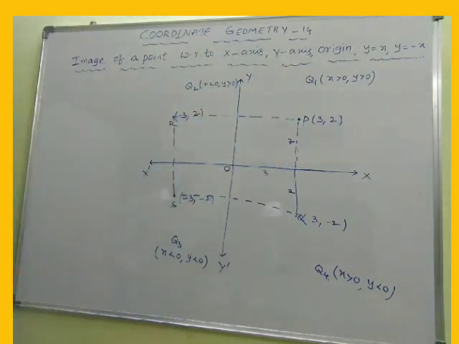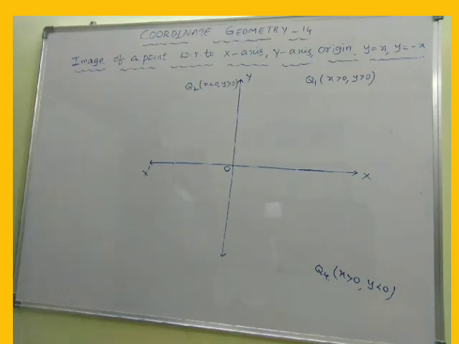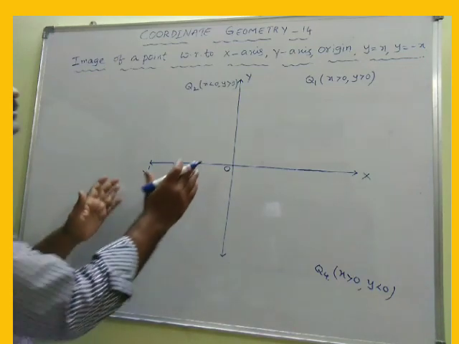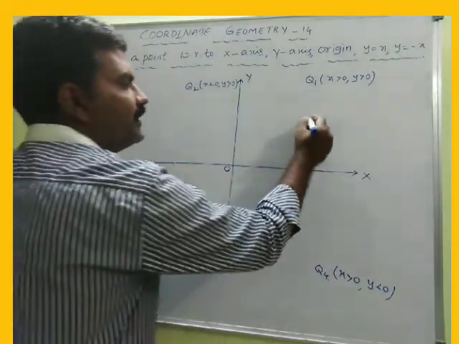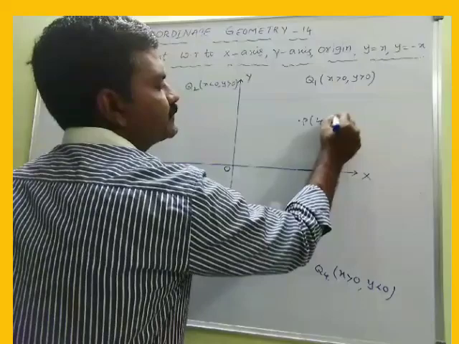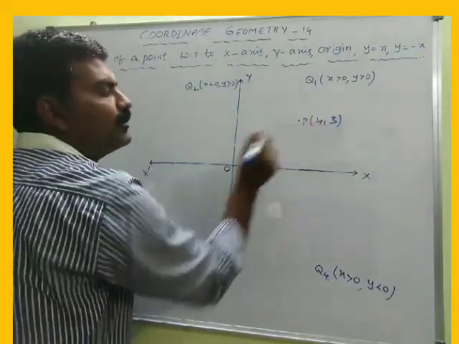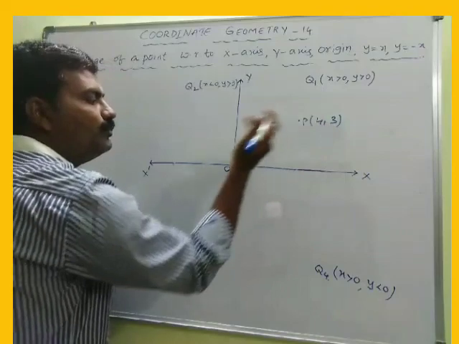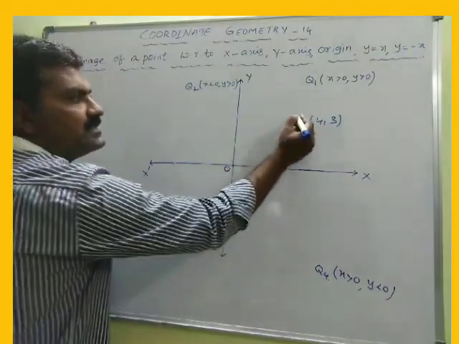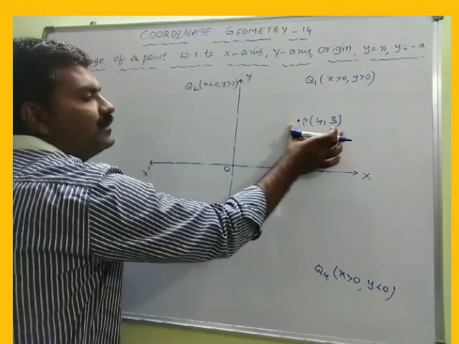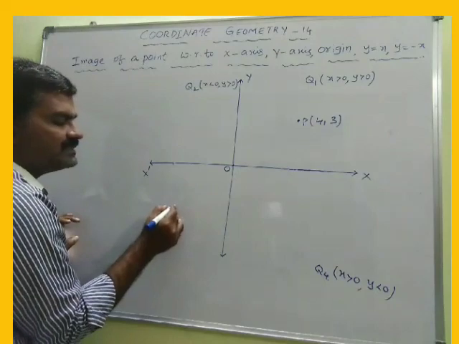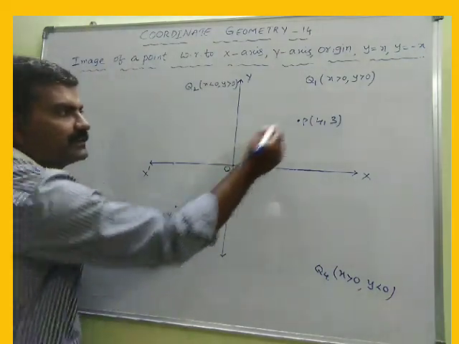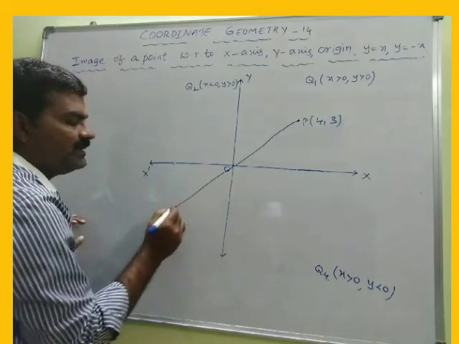Now let us see the case of the origin. So once again assume P is any point, for example (4, 3). Now I want to know about the image of point P with respect to the origin. Since this point is in Q1, when we talk about its image with respect to the origin, its image will exist in Q3, the third quadrant here. So its image will be here.